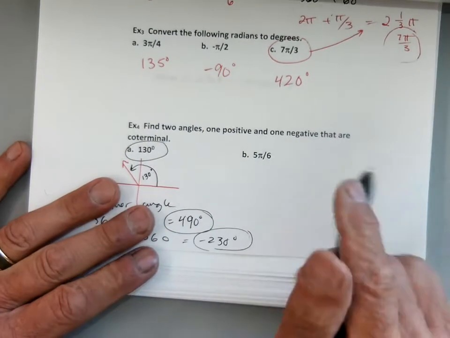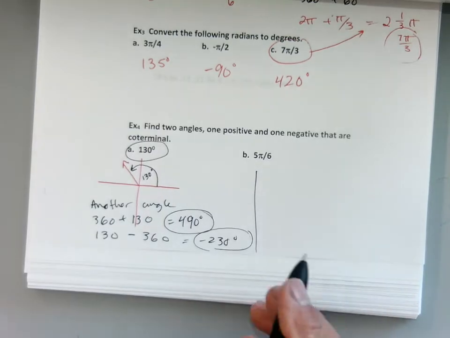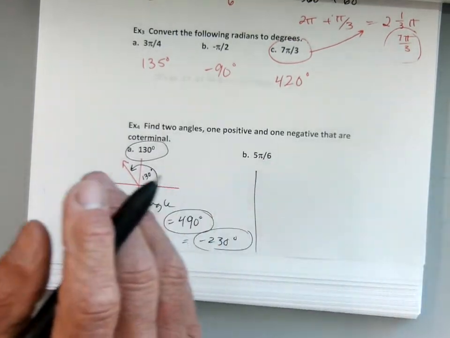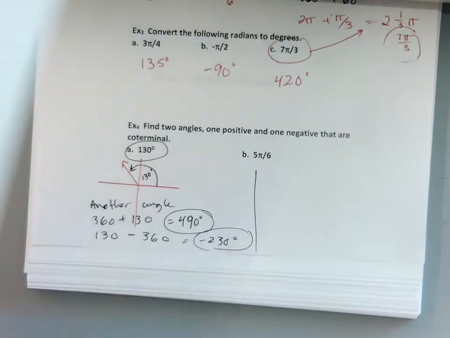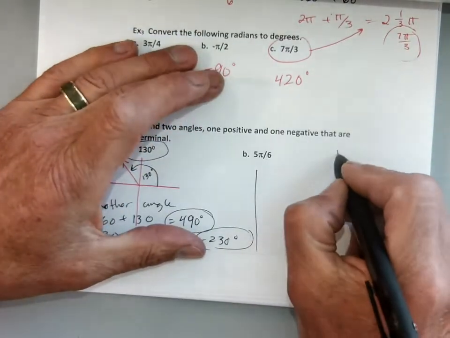Now with B, it's the same thing. 5 pi over 6, of course, from a unit circle, 5 pi over 6 is about there, okay? So draw a picture.